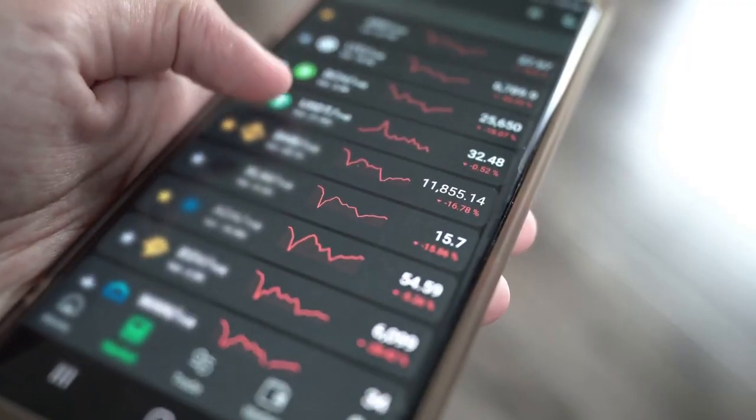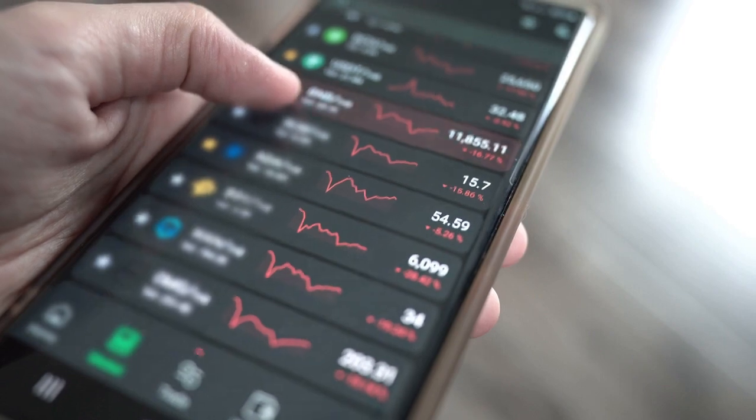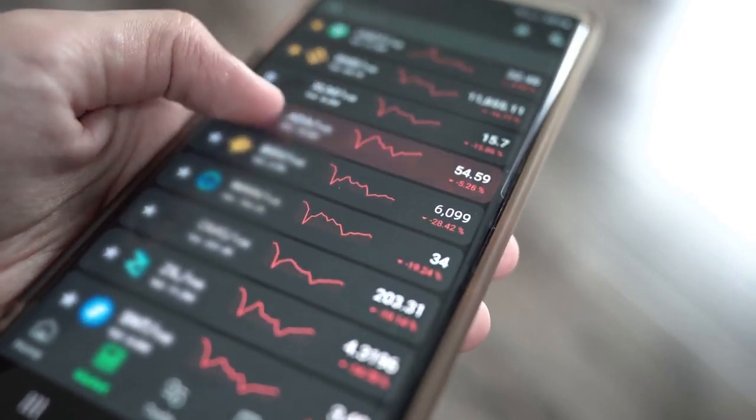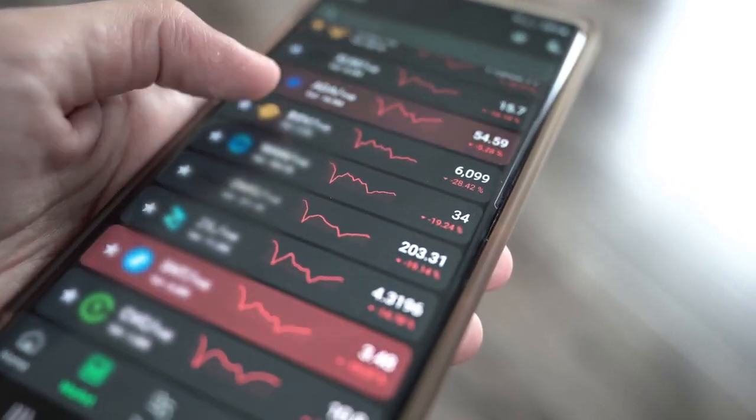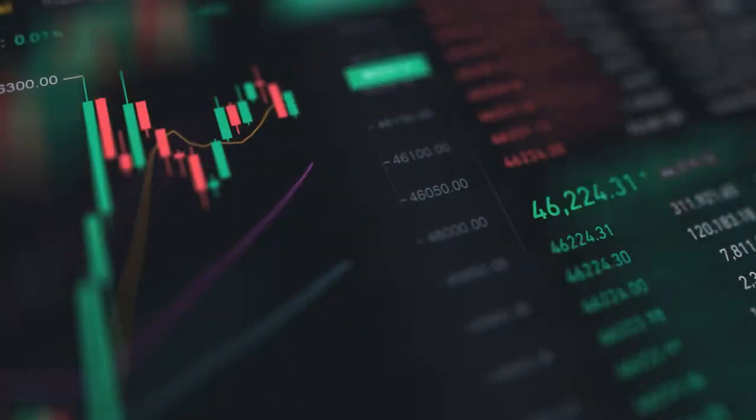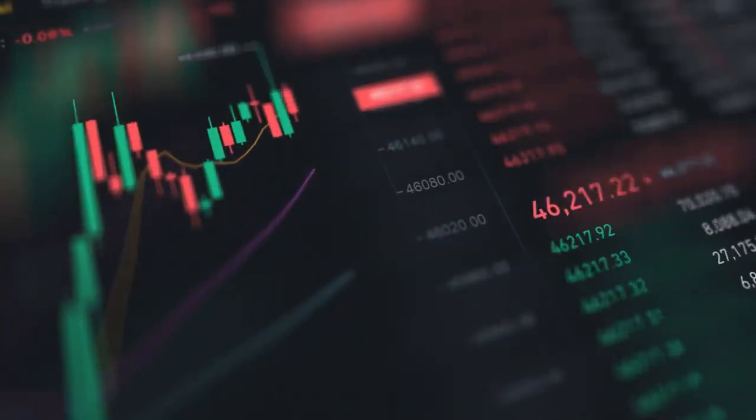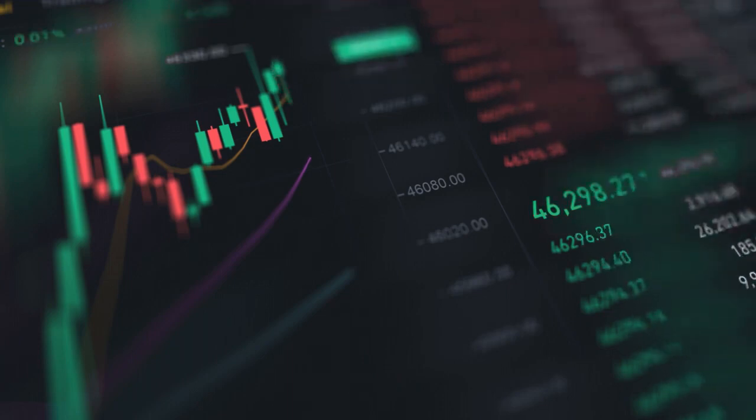Moving on to term number six, cryptocurrency exchange. This is a platform that allows you to buy, sell, and trade cryptocurrencies. Different exchanges offer various cryptocurrencies and use different methods for matching buyers and sellers.